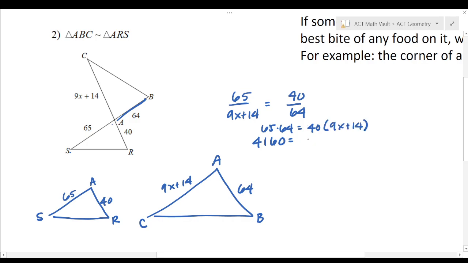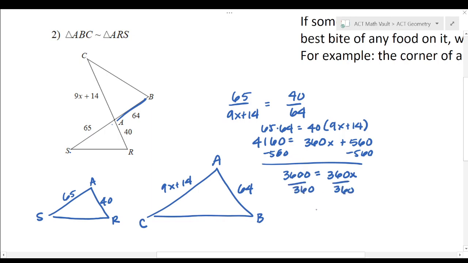40 times 9x is 360x plus, and then I'm doing mental math. I'm thinking 14 times 4, that's 56 plus a 0, so 560. Then minus 560 on both sides, and we can just drop that down. So we get 3,600 equals 360x. Divide both sides by 360, and I get x is equal to 10.